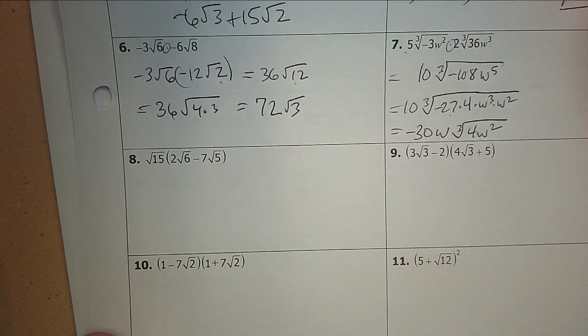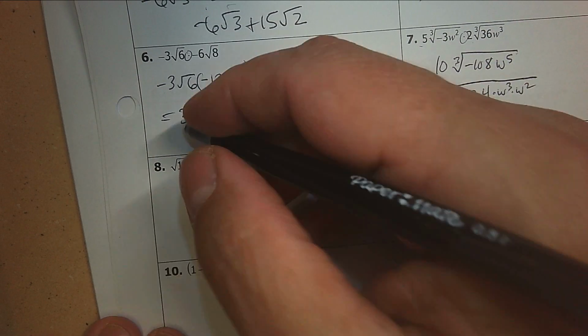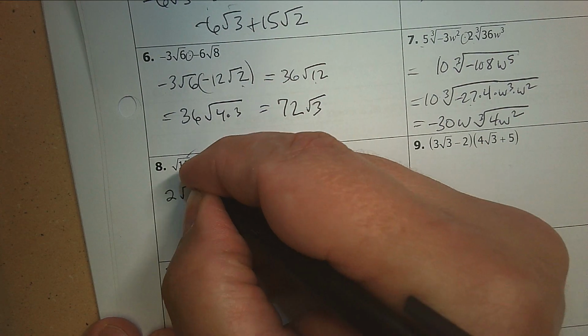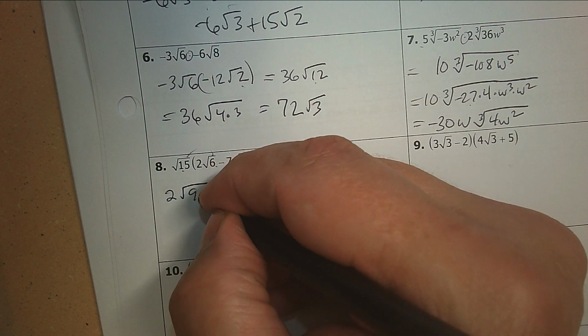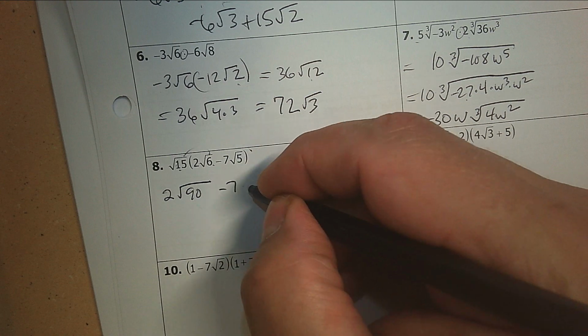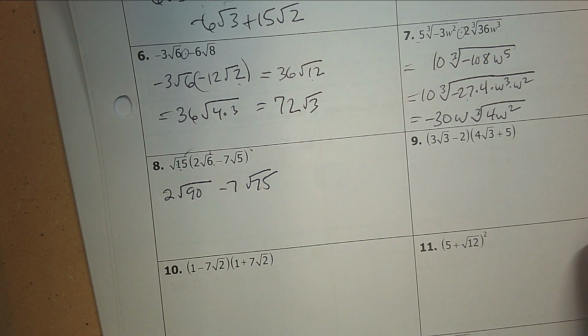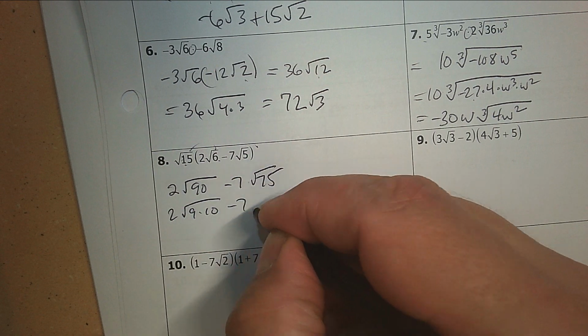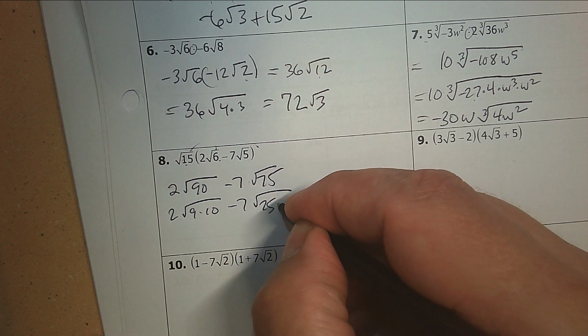Number 8, we're going to distribute. So 2 will be in front, but I'm going to go 15 times 6, so that's 90. And then distribute again, then 7 is in front, but 5 times 15 is 75. And then 90 is 9 times 10. 75 is 25 times 3.